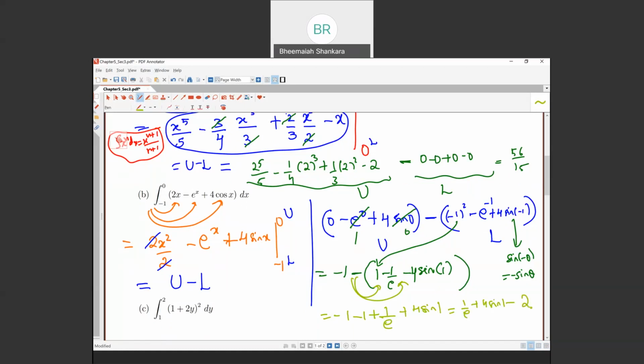So first integrate the given function and then evaluate the function at the upper limit and then the lower limit. Always understand it's upper minus the lower limit.